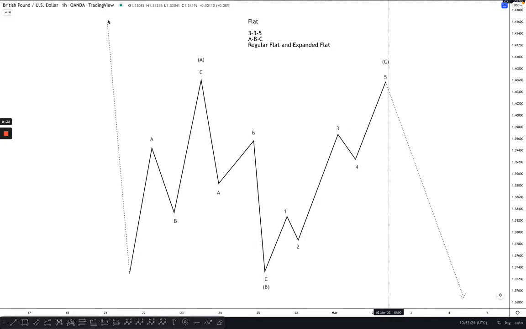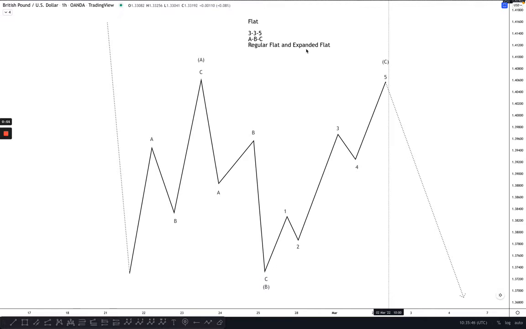So this is the last impulse of a previous wave, and then you'll see a three wave up, three wave down, and then a five wave sequence. It's usually the upper bound and the lower bound, and they usually do not exceed unless you're playing within an expanded flat, which I'm going to show you in a second.